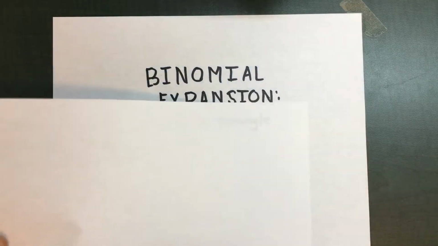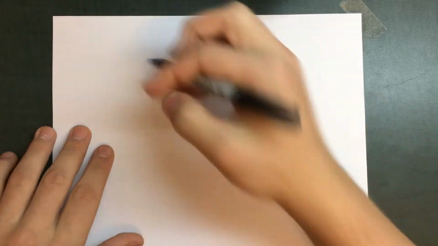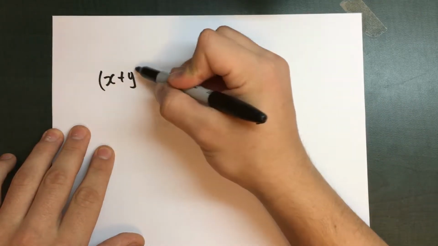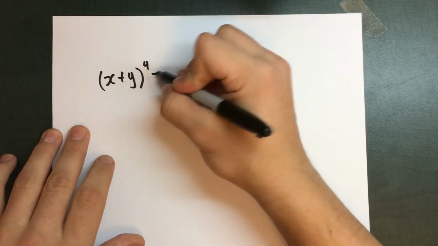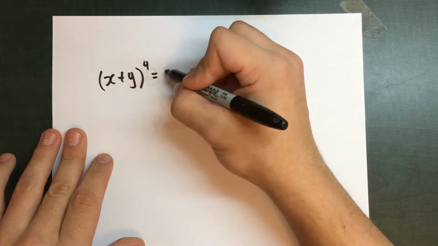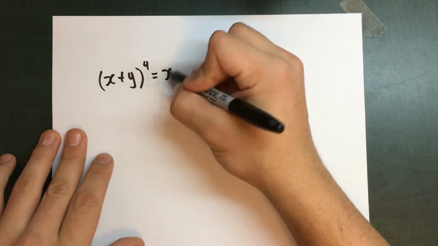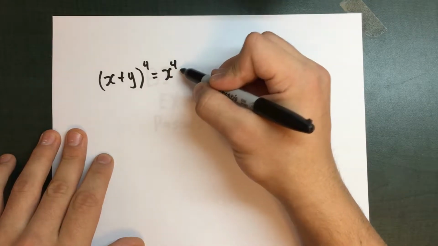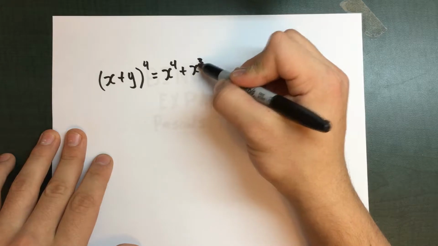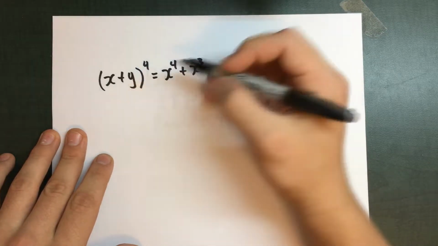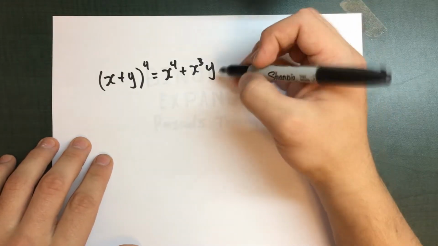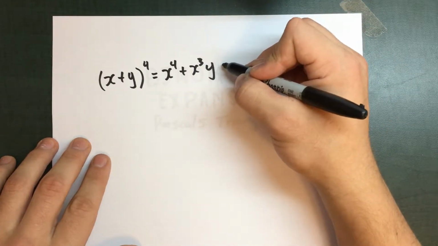We'll start with a very simple example of x plus y to the power of 4. Now, to do binomial expansion, you use the highest degree of the first term, x to the 4, and then you subtract one from the exponent of the first term, so x to the 3, and add one to the second term, so y to the 1, and you keep following this rule until you find yourself in a loop with both the terms.